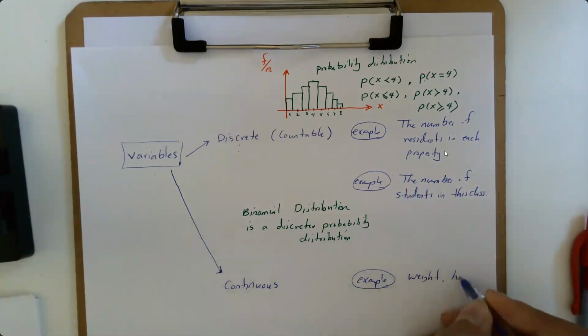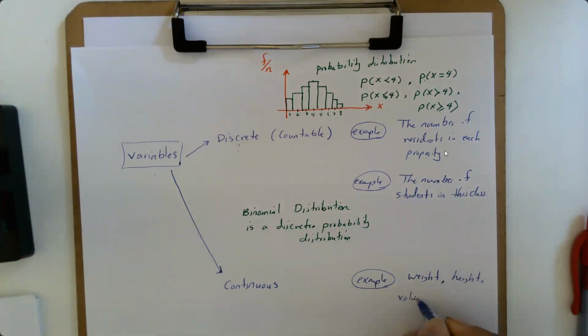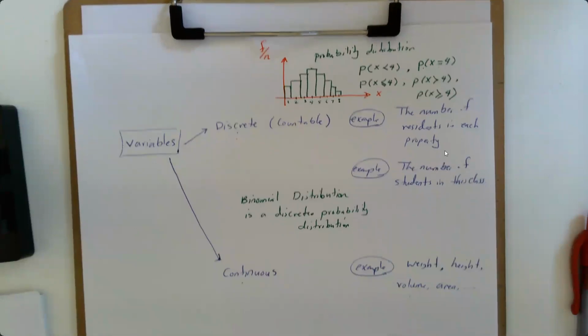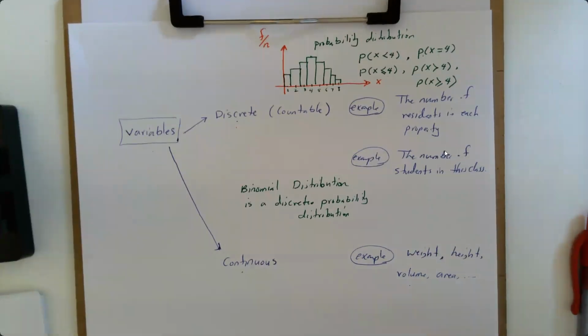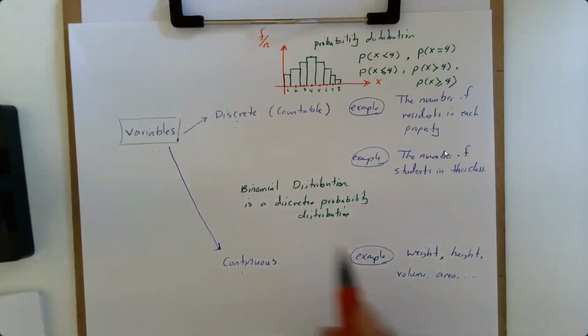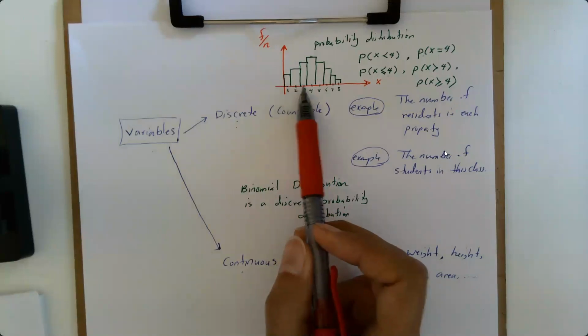Weight of students, height of students. When you're talking about volume, when you're talking about area, these are examples of continuous random variables. Well, how do we visualize the graph? The graph has very small bars.